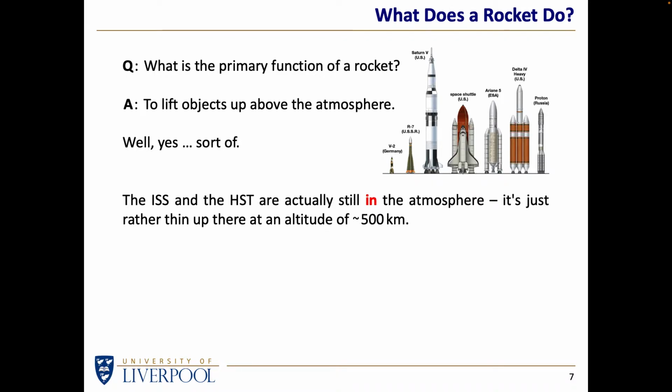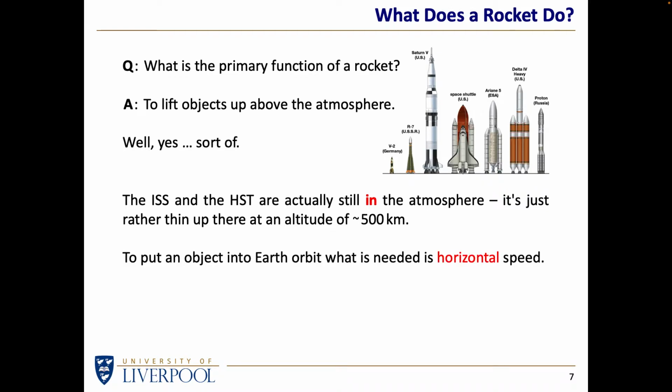Because when you think about it, the International Space Station and the Hubble Space Telescope, for instance, are in orbit around the Earth, but they're still in the atmosphere. It's just that the air is rather thin at an altitude of 500 or so kilometers. To put an object into Earth orbit, it's not the vertical speed you need, it's horizontal speed. That's all you need to go into orbit.